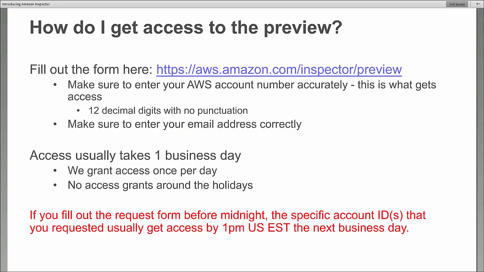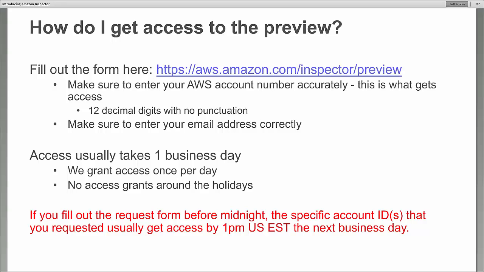So the short answer is go to this URL, and there'll be a very short form. Fill it out. The two fields that are most important are your email address and your AWS account number. If either of those is wrong, then you may not end up with access to Inspector. In fact, if your account ID is wrong, you will not end up with access. So make sure you get those two fields right at the very least.